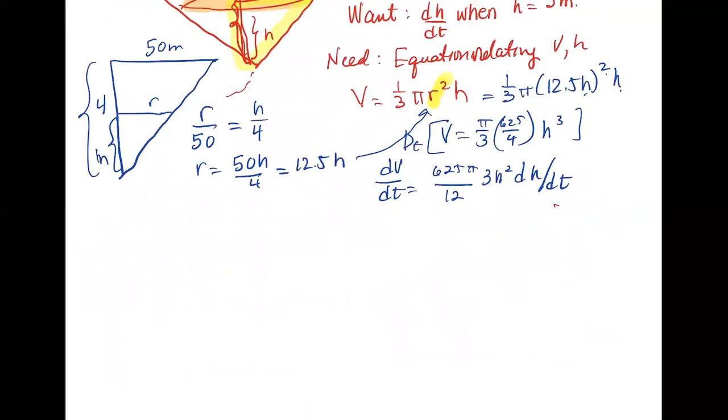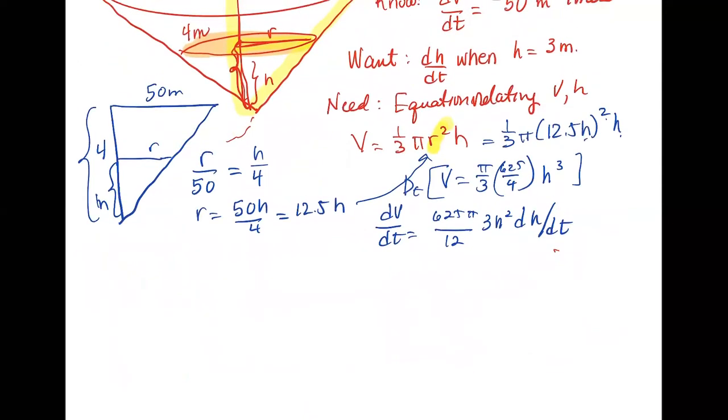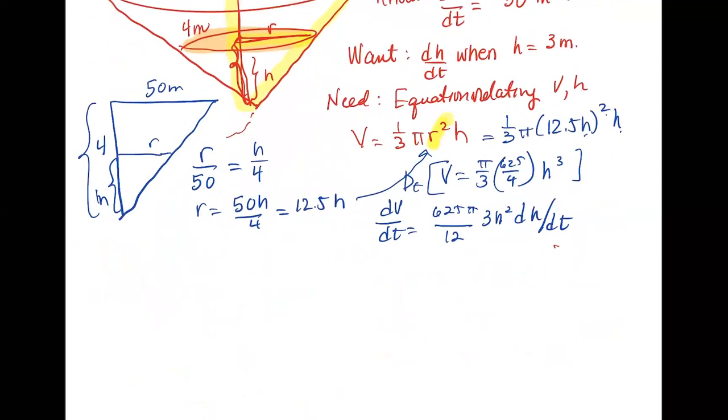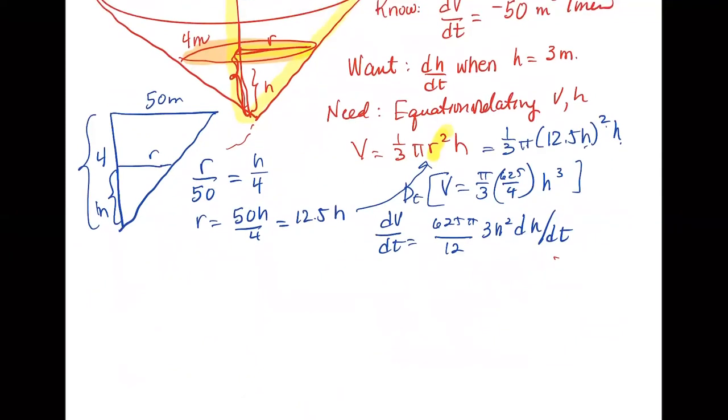Now we wanted to find dH/dt. We know dV/dt, so we're going to plug in dV/dt, and we're going to plug in the current value of H and solve for dH/dt. dV/dt is negative 50 cubic meters per minute.